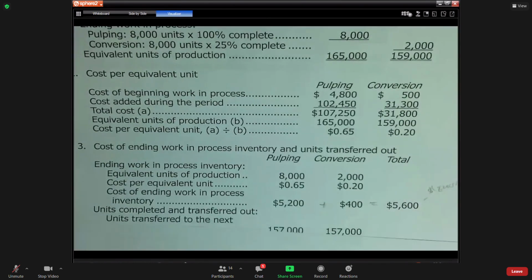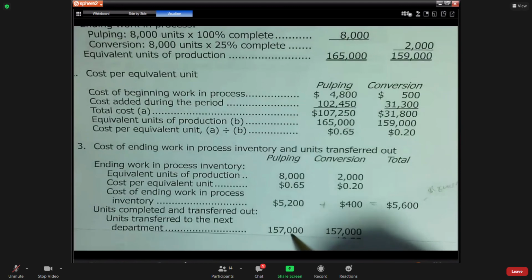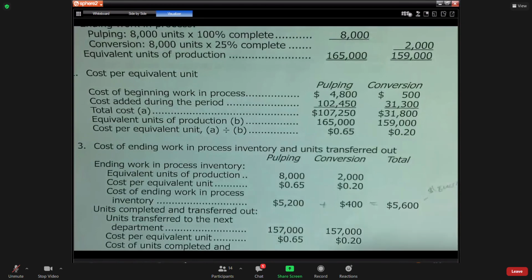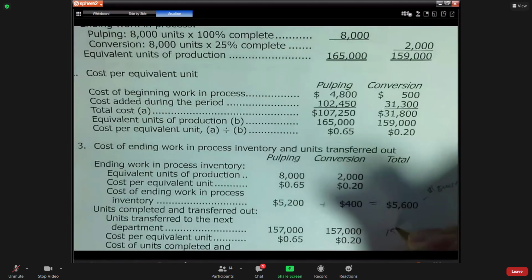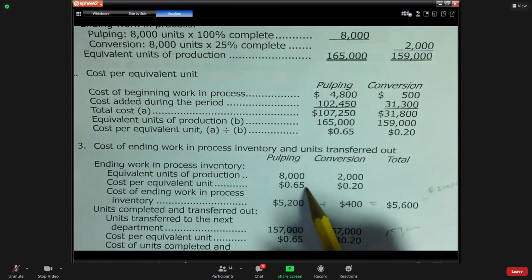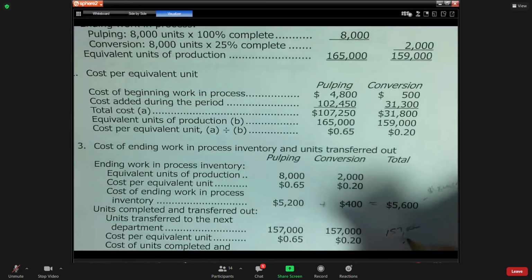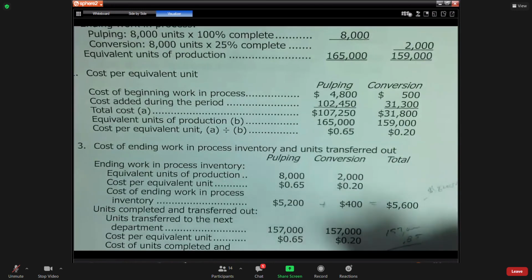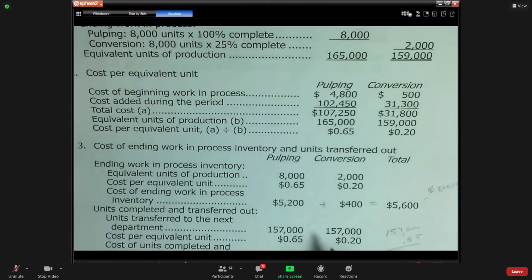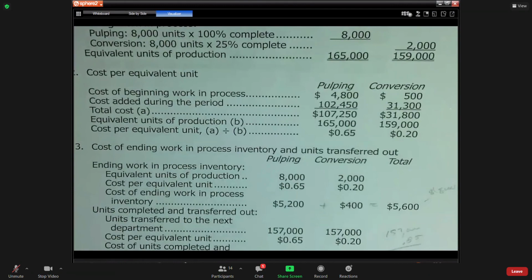And then we're going to figure out the costs that are transferred out. We transferred out 157,000 units, both pulping and conversion. You can add these two numbers together and get 85 cents and multiply it by 157,000, and you would get the same thing. We just add 65 cents and 20 cents. We get 85 cents, and we would get 133,450. Or we could take 65 cents, multiply it by 102,050, 20 cents, and then that's 31,400. Add those together, and you get the same thing. Questions there? That's 3 parts.